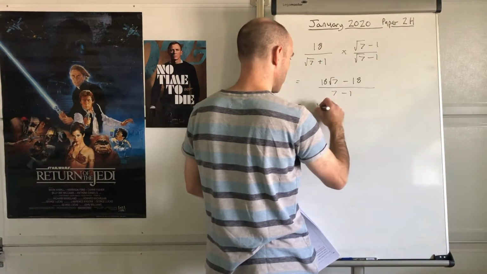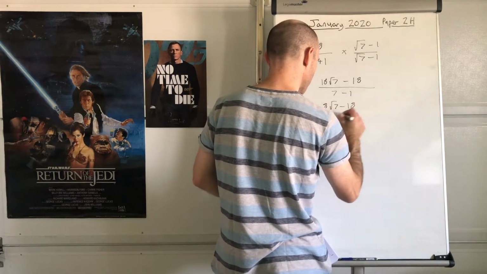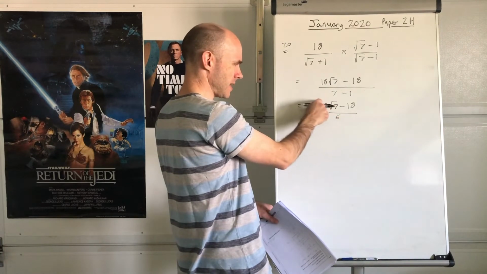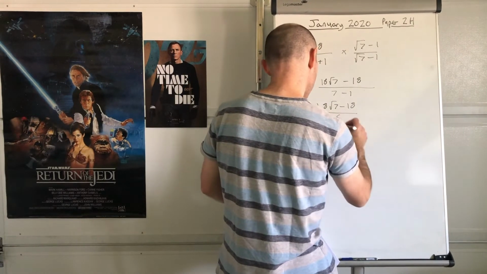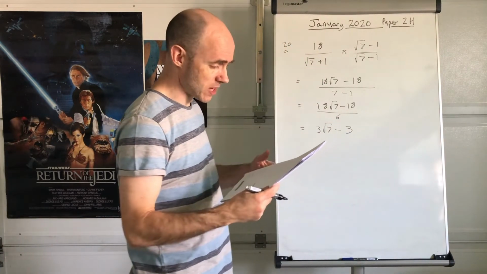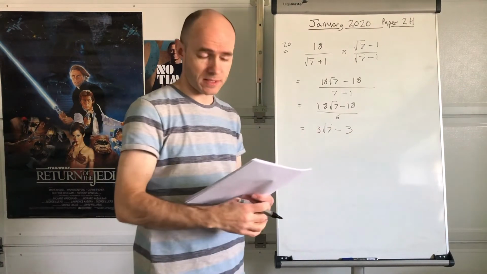So that will simplify it to 18 root 7 subtract 18 all over 6, okay? And it's quite nice, isn't it? 18 and 6. So that divided by that gives us 3 root 7, and that is subtract 3. So that's it. It's just 3 root 7 subtract 3. Just check. Yep. A, B, C, they're all integers, so that's it.